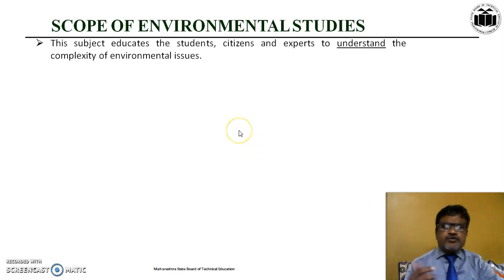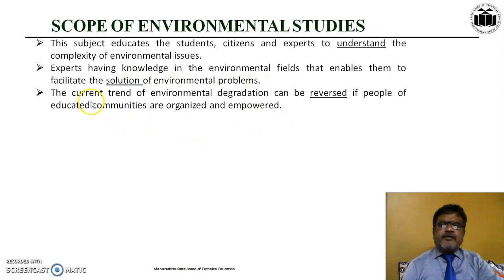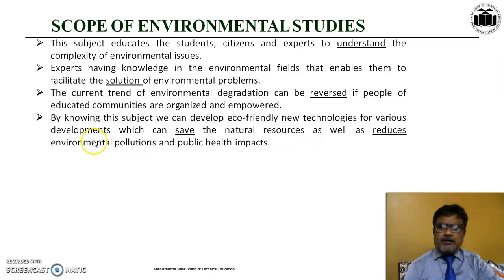After that we have to study the scope of environment. By gaining knowledge of this subject, people understand the complexity of environmental issues. By knowing this subject, we can find solutions for environmental problems. The current trends of environmental degradation can be reversed if the people of educated communities are organized and empowered.